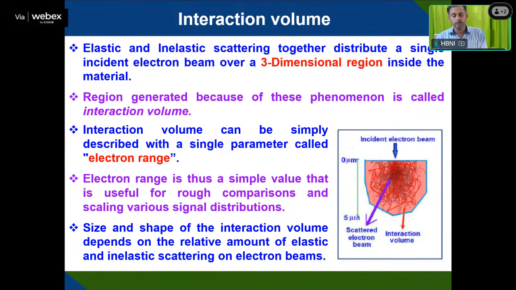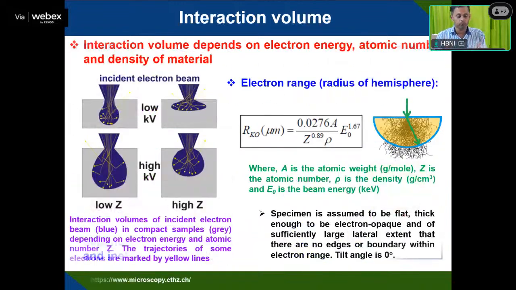In that range, mostly 0 to 5 micron, the maximum electron interaction occurs. That also depends upon the incident electron energy of the beam. So this electron range is a simple value that is useful for rough comparison and scaling of various signal distributions. Depending upon the incident energy, you will see the electron range, and the size and shape of the interaction volume depend upon the elastic or inelastic scattering as the beam approaches the material.